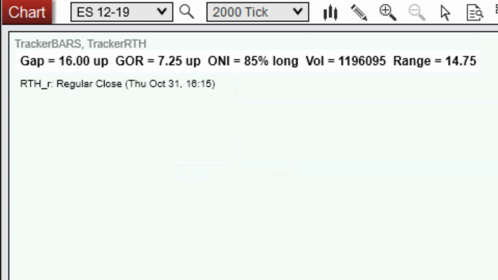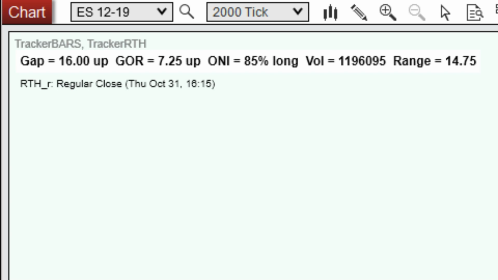At the start of the RTH session, the range tracker resets to 0, but the volume tracker does not. I created this session summary because each piece of information gives me real-time insight into the trading day as it progresses.